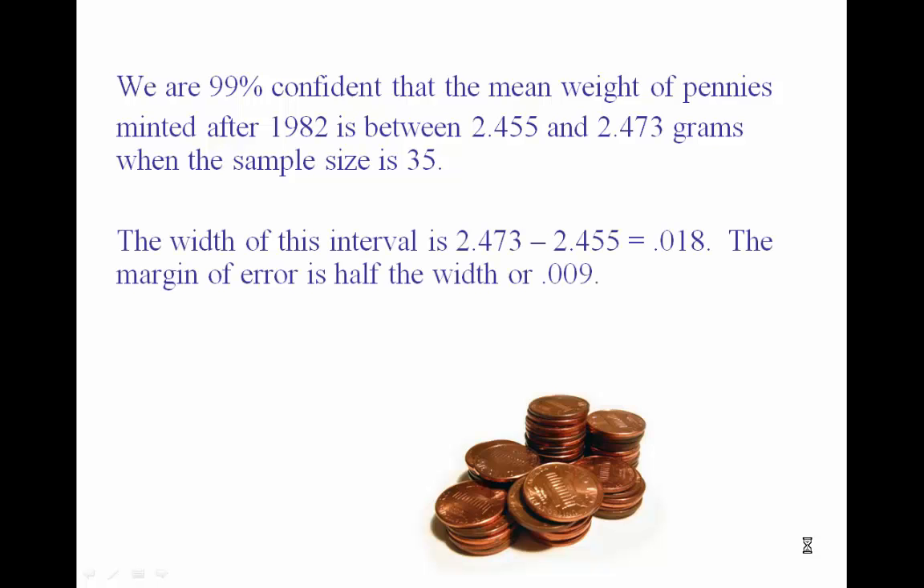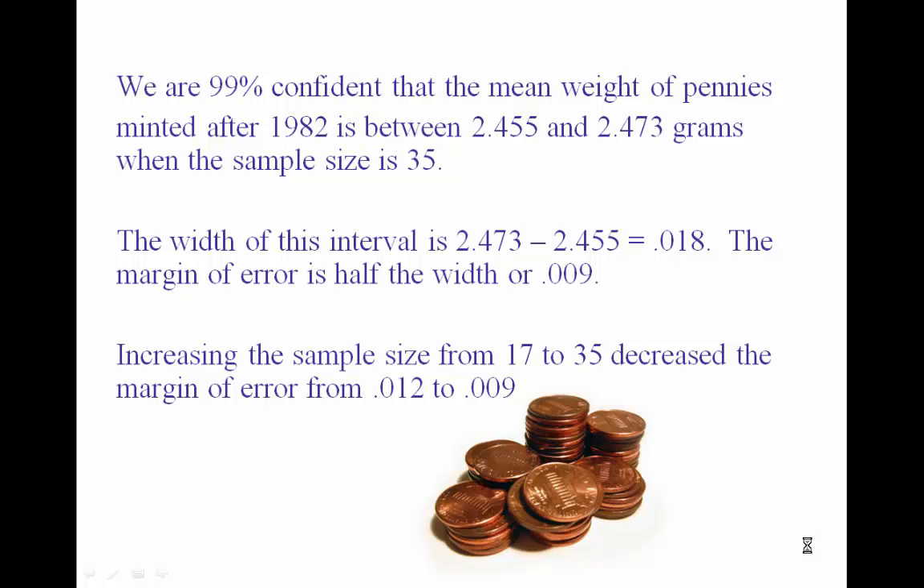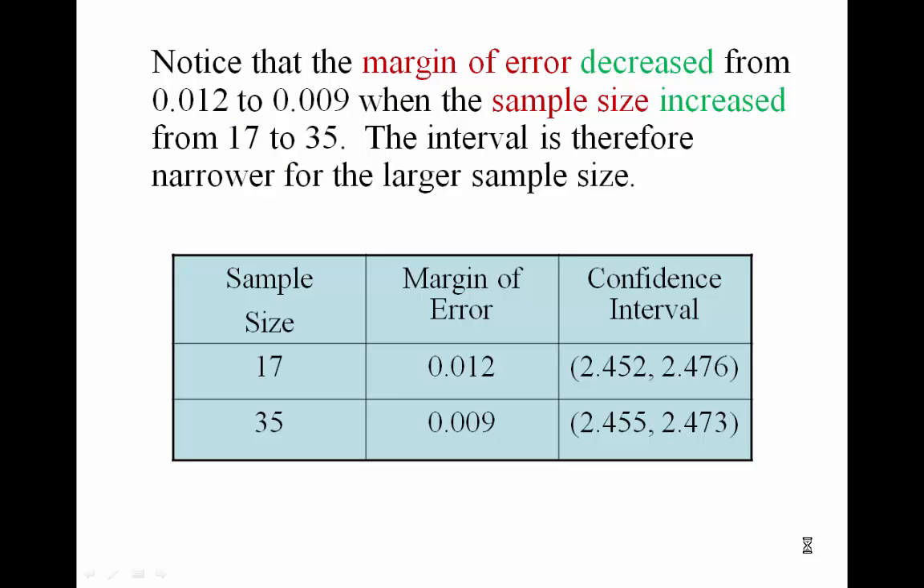35. The width of the interval is 0.018. The margin of error is half that, or 0.009. Increasing the sample size from 17 to 35 decreased the margin of error from 0.012 to 0.009. Notice that the margin of error decreased from 0.012 to 0.009 when the sample size increased from 17 to 35. The interval is therefore narrower for the larger sample size. We know larger sample sizes are better. The problem is they're more work-intensive and more expensive.